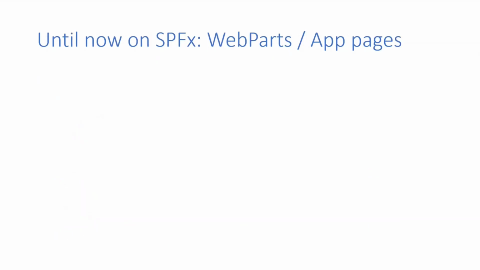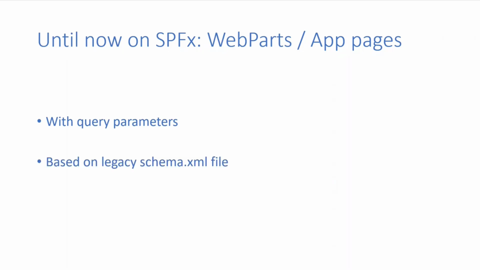Anyway, before the release of version 1.15, if you wanted to give users some specific interactions with your list, you could do it through web parts that you could deploy as application pages. You play with query parameters, or you could also include in your solution the legacy schema.xml file, which includes the list declaration and also properties regarding the URL of the different form states: edit, new, and display form. Again, this was not supported by Microsoft, even if it was working.